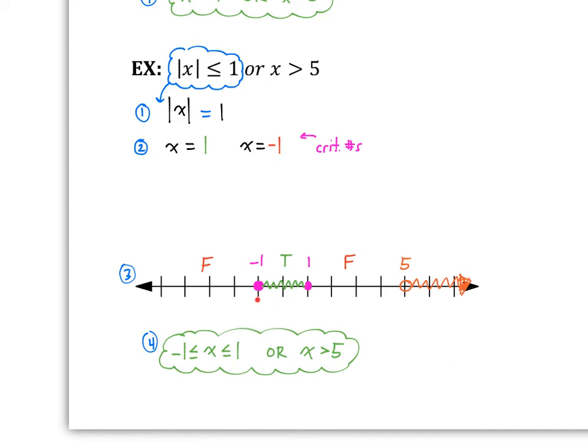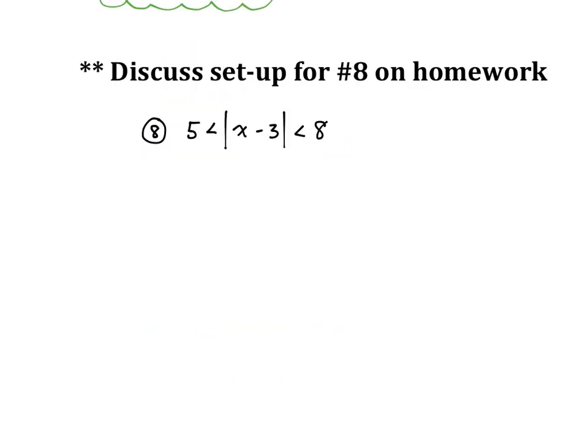And now we're going to test our regions. To the left of negative 1, I get a false statement if we were to plug that back into our original inequality. If I plugged 0 in, I would get a true statement here. And if I plugged 2 in, I would get a false statement as well. So I'm shading in between my two critical numbers. Since this is an OR inequality, I can go ahead and state my final answer as negative 1 is less than or equal to x, which is less than or equal to 1, or x is greater than 5.